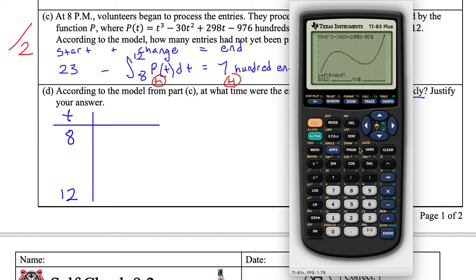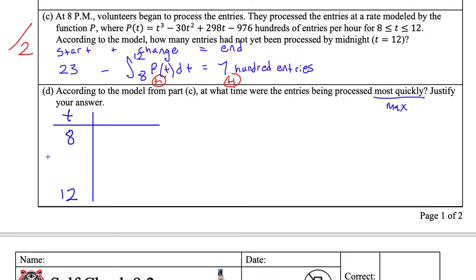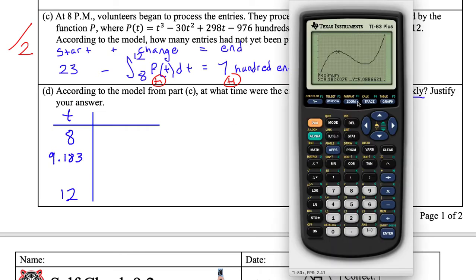And I've noticed that if I hit 8, it doesn't work, so I'm going to do 8.1, slightly bigger, for my left boundary. My right boundary, let's do 11, and then, I don't know, 10. It's going to tell us that this is 9.183, and then I have to check the other one as well.